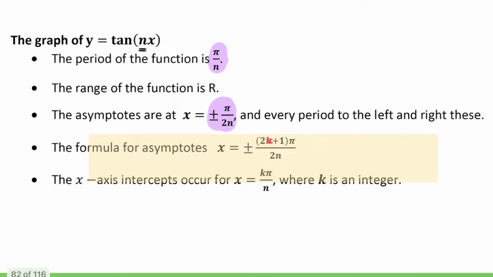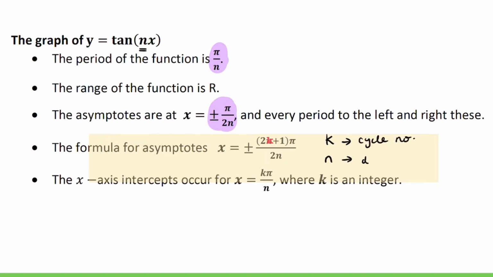Now what you'll notice is that on your paper, it'll say 2n plus 1, but we've already got an n, so I would like you to write k instead. So k in this case is going to be the cycle number, and n is, of course, our dilation factor. So just so that you don't get confused, we're going to call it k just to make it a little bit easier. So if you want the first asymptote, we can substitute in 1, second asymptote 2, and so on. And then the x-intercepts, before it was k pi, or rather it was at pi, 2 pi, and so on. So we're going to have k to represent the cycle number again, and then divided by n, which is once again our dilation factor.